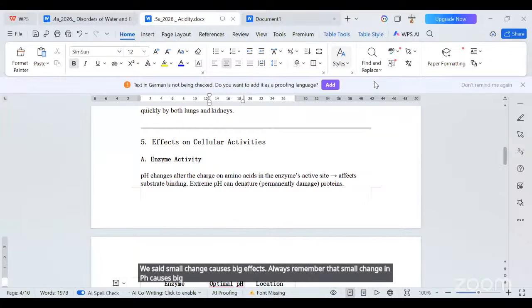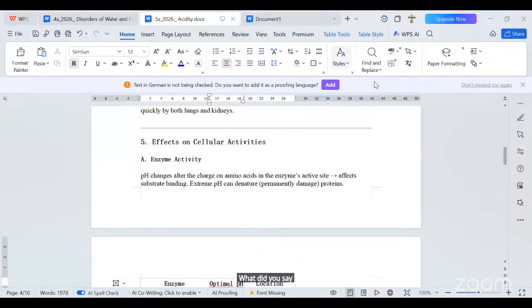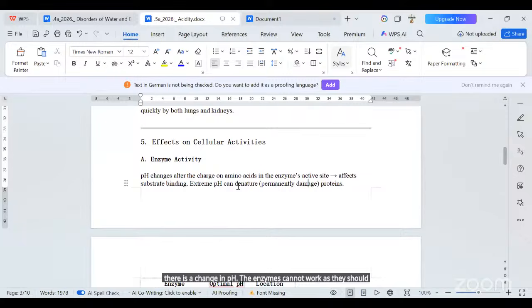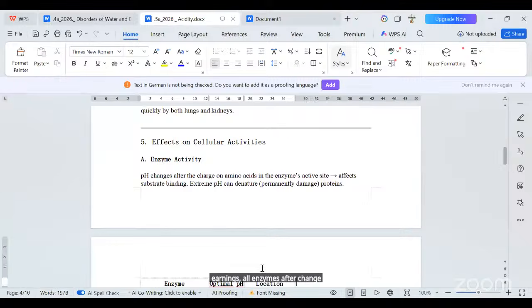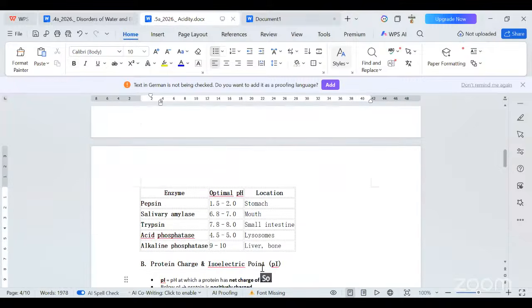And what did we say the reason is? The reason is because once there is a change in pH, the enzymes cannot work as they should. Extreme pH change can in nature permanently damage proteins. And all enzymes are proteins.